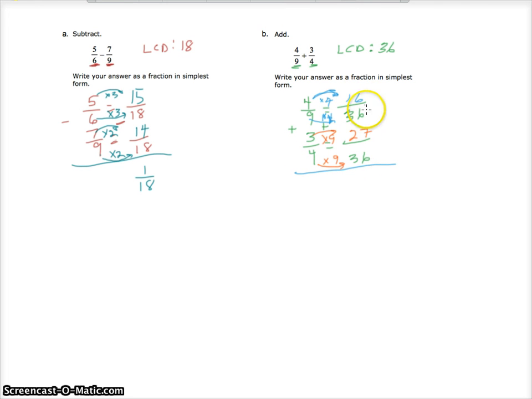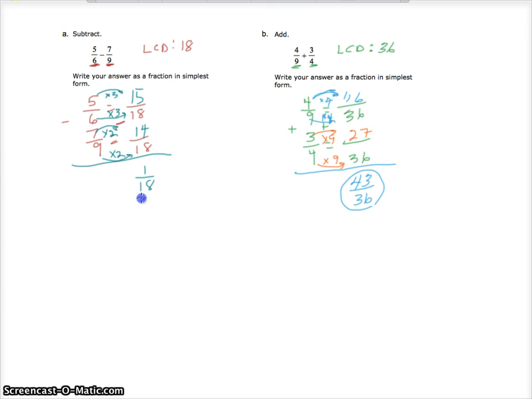Now I can add them. 16 plus 27. 6 plus 7 is 13. I'm going to carry my 1. 1 plus 1 is 2 plus 2 is 4, so 43 over 36. I cannot reduce this to common terms, so this is just my answer.